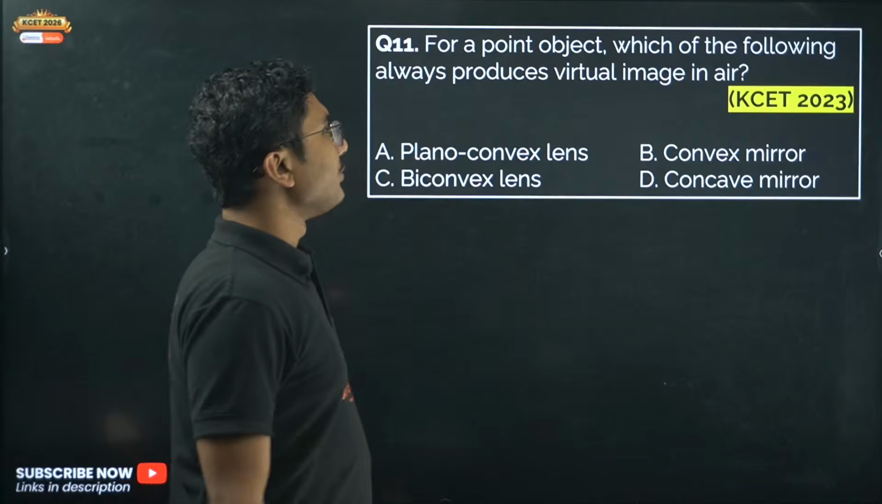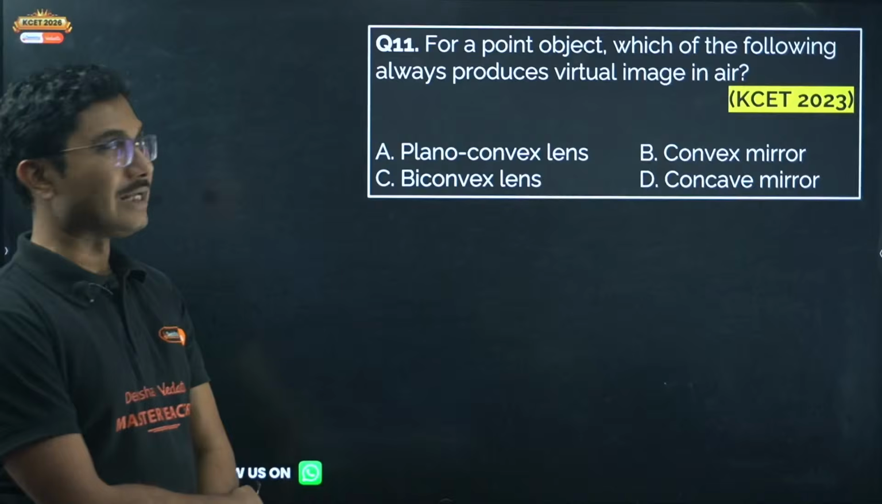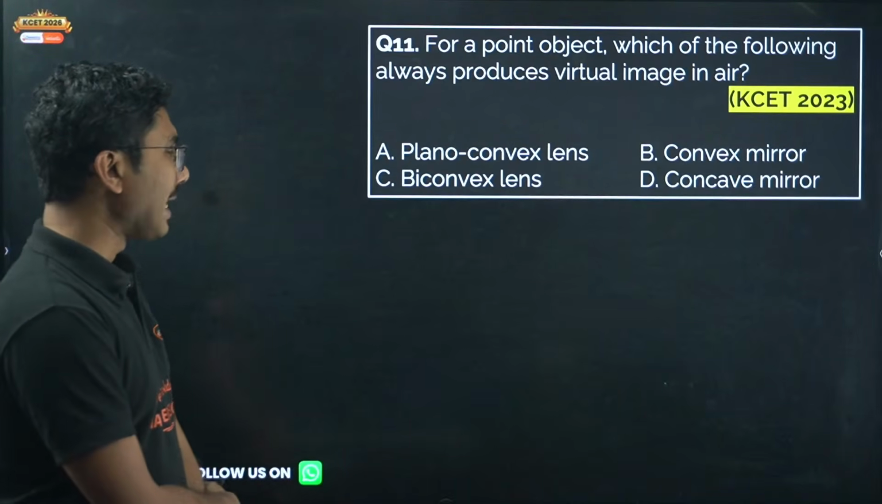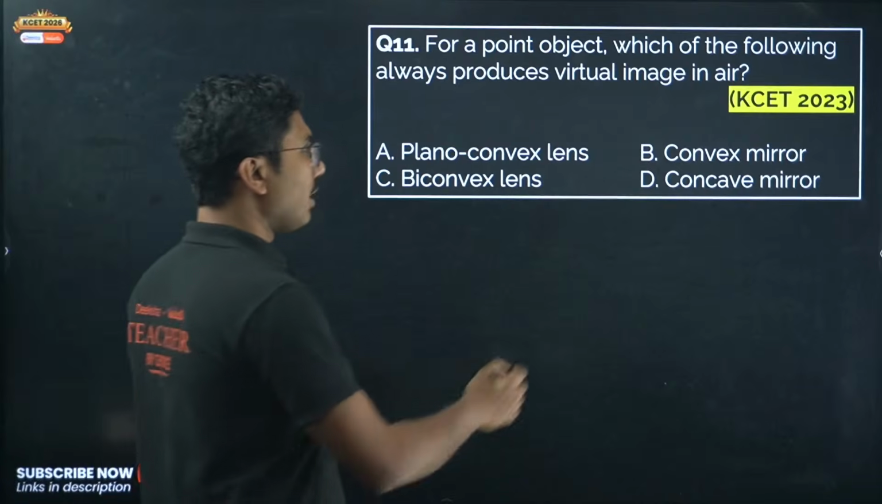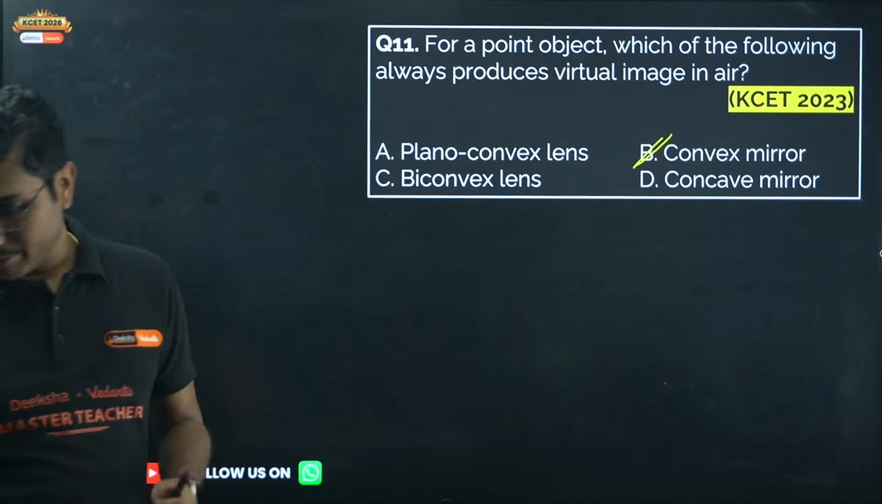For a point object, which of the following always produces a virtual image in air? Plano-convex, convex mirror, biconvex, concave mirror. So only a convex mirror always produces virtual images in air.